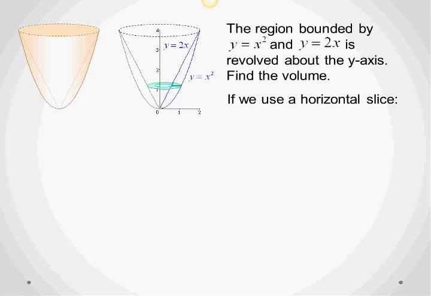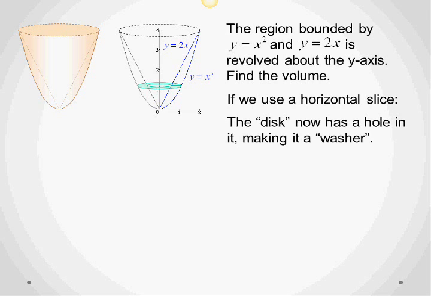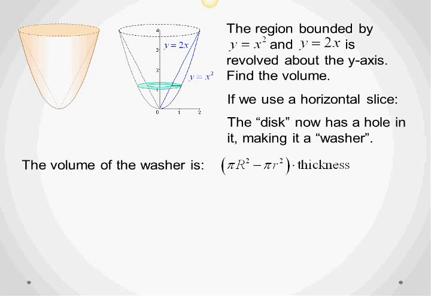So we're going to use horizontal slices again. Now you can see that each of my slices is going to have a hole in it, so it looks like a washer. The disc now has a hole in it, making it a washer, and the volume of that washer would be pi big R squared minus pi little r squared times your thickness, which is going to be dy. The radius of the outer circle is big R, the radius of the smaller circle that we subtract away is little r, and our thickness is our change in y.